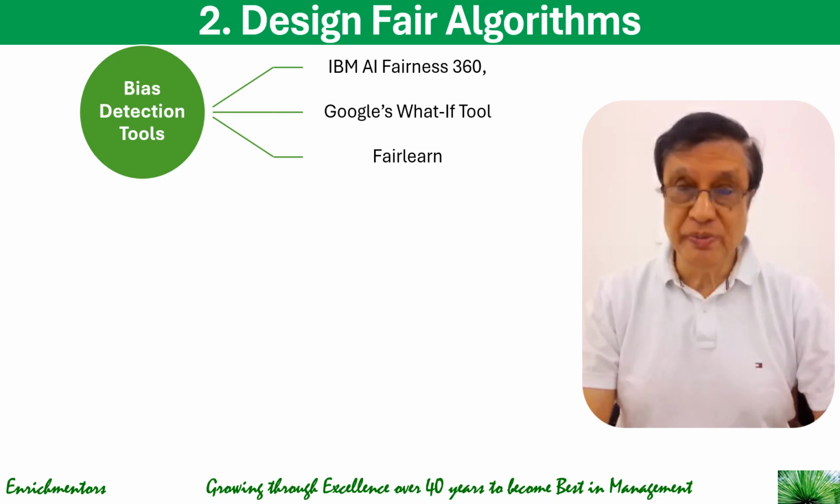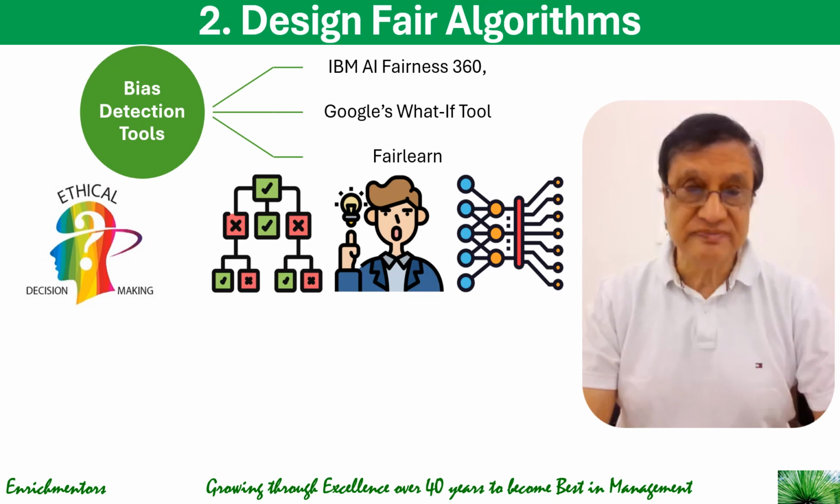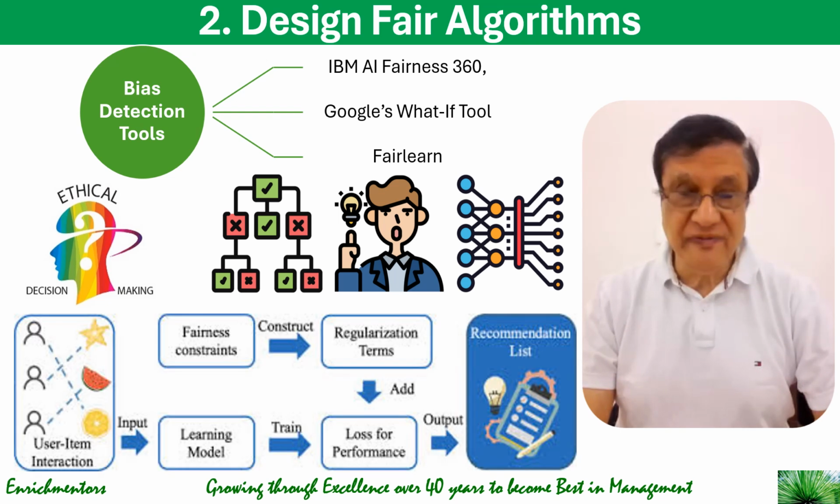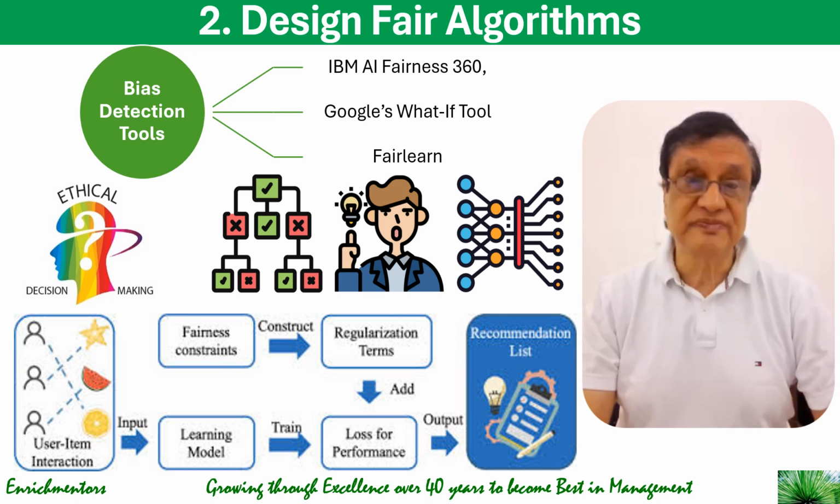Then you need to choose the ethical models. So there you need to prefer interpretable models, like decision trees over black box models when transparency is critical. Also, you can implement fairness constraints, right? As you see here, you can use fairness-aware machine learning techniques such as equalized odds or demographic parity to ensure parity in outcomes. So that's how you can design fair algorithms.